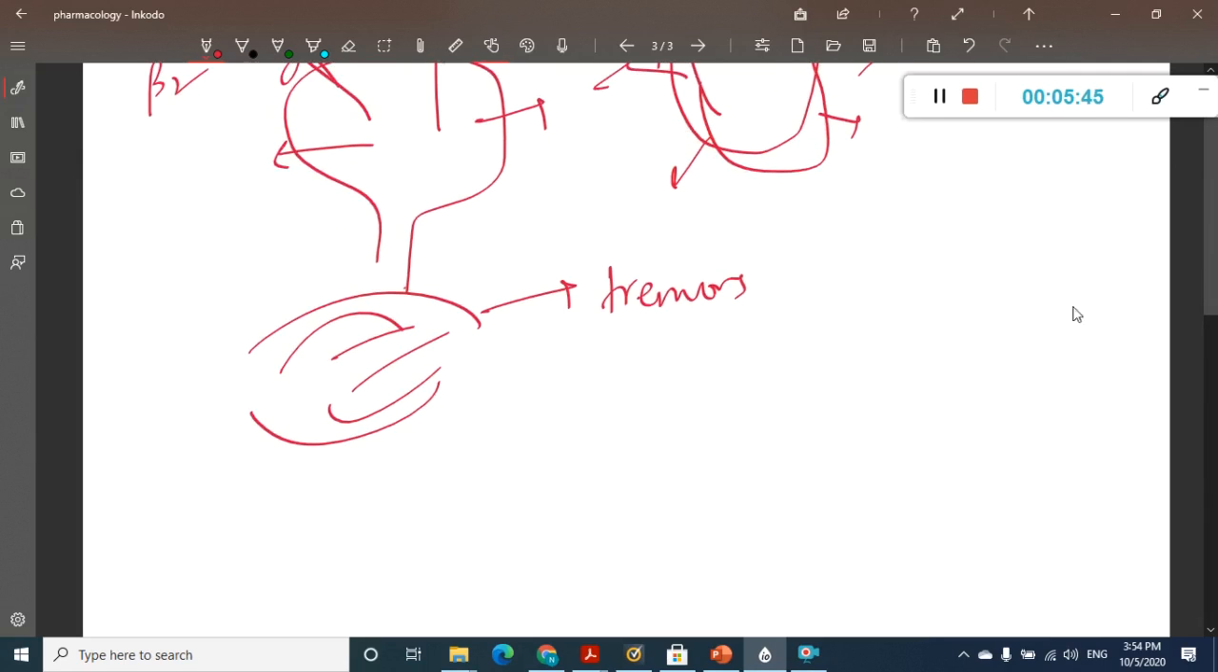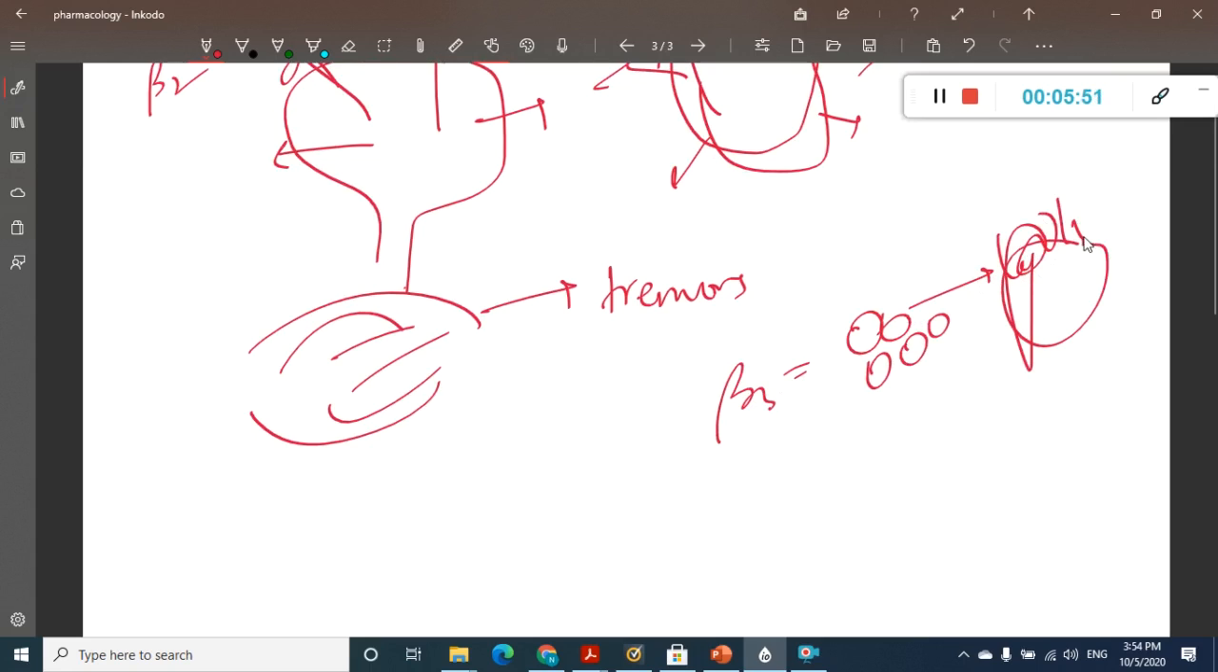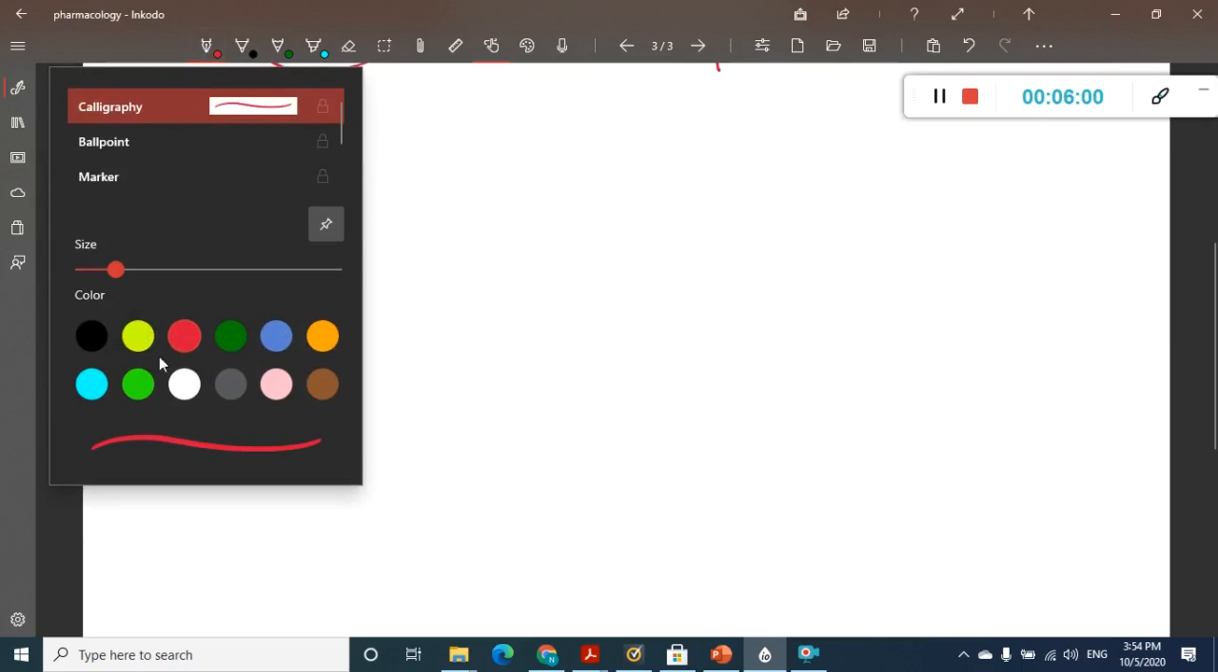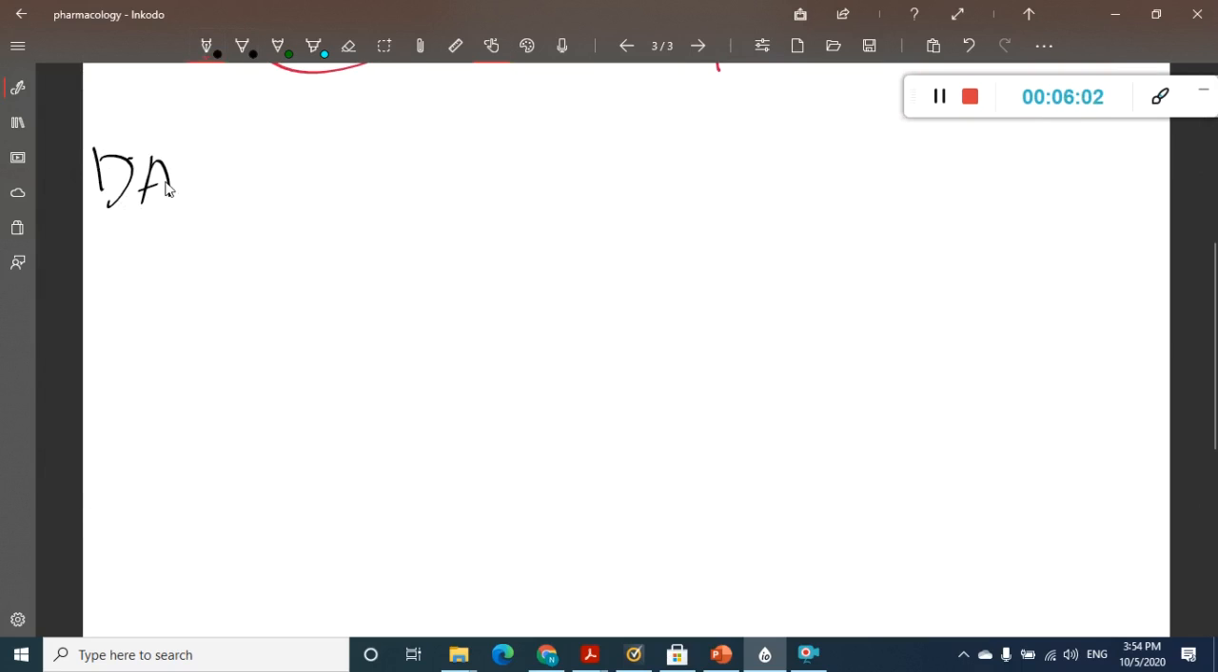Then what about beta 3? Beta 3 is present in adipocytes, and this causes lipolysis. Now these are the alpha 1, alpha 2, beta 1, beta 2, beta 3 receptors. Along with that, we have one more type of receptors which are important, which are called dopamine receptors.